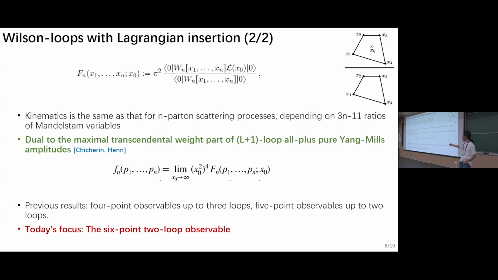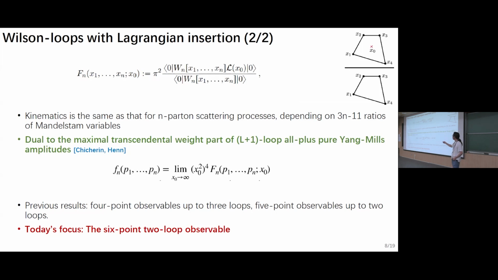So by the conformal transformation, or the gauge fixing of x0 to be the infinity point of the kinematics, you can very easily show that this kinematic input is in fact exactly the same as that for the n-parton scalar amplitude, or you see that it will depend on 3n minus 11 ratios of these Mandelstam variables. So in other words, for example, today I will look into the 6.2 loop observable, and its result can be expanded by the 945 function I talked about.